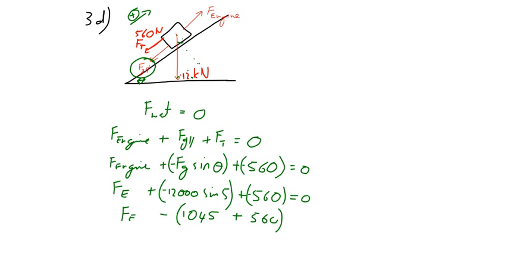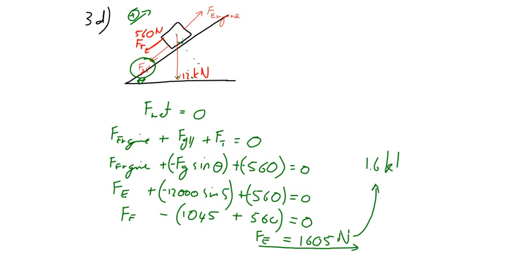So the engine should produce something around 1,605. So my engine should produce a force of 1,605 Newton minimum to move at a constant velocity up the slope. And I think that's what you needed to prove in this. Show that the force of the van's engine must be at least 1.6 kilonewton. And yes, if I want to convert that, this is 1.6 kilonewton.